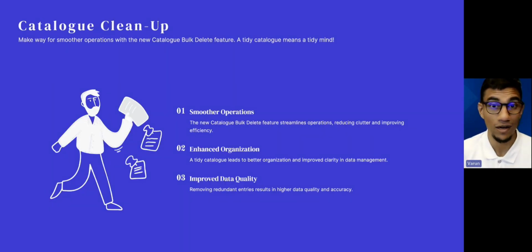Next one, the catalog cleanup. Make way for smoother operations with the new catalog bulk delete feature. The new catalog bulk delete feature streamlines operations, reducing clutter and improving efficiency. So a tidy catalog leads to better organization and improved clarity in data management. So let's work it out.